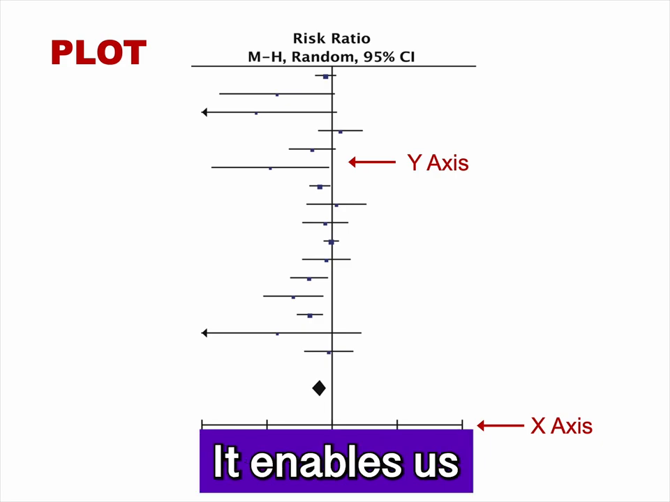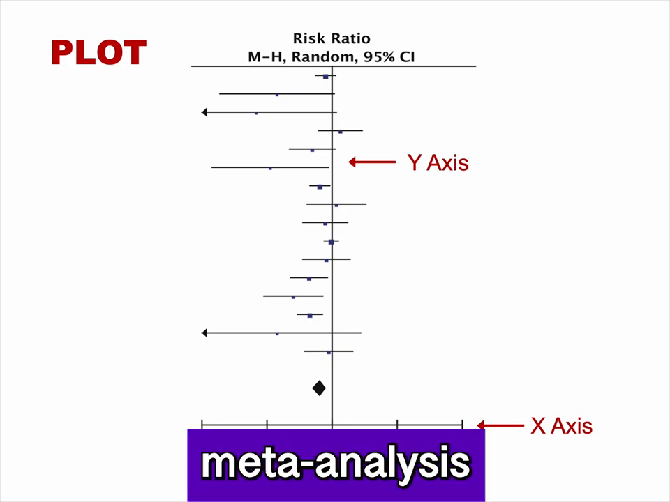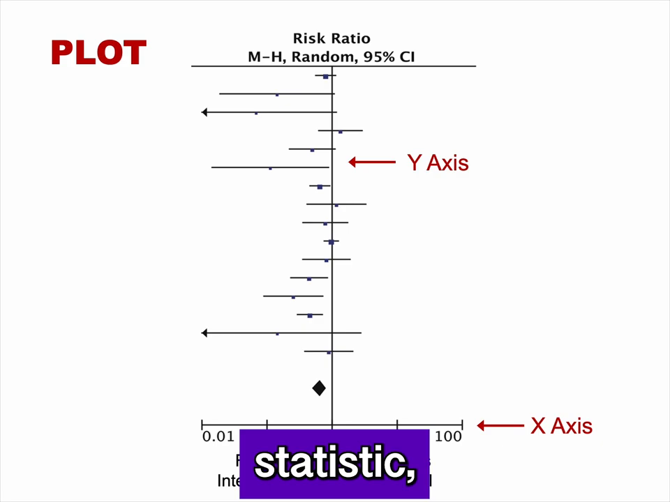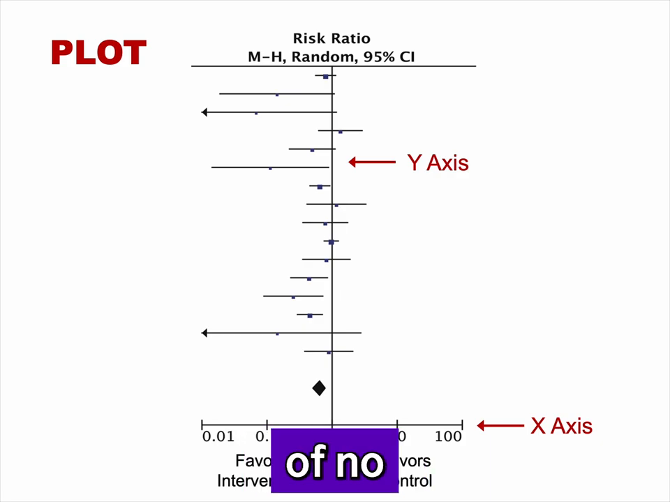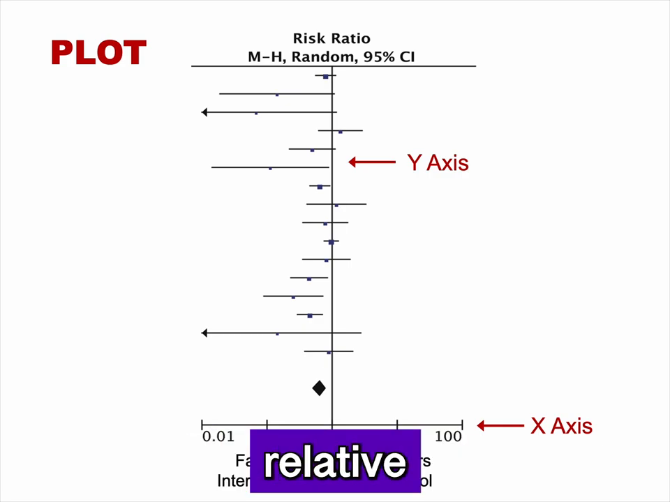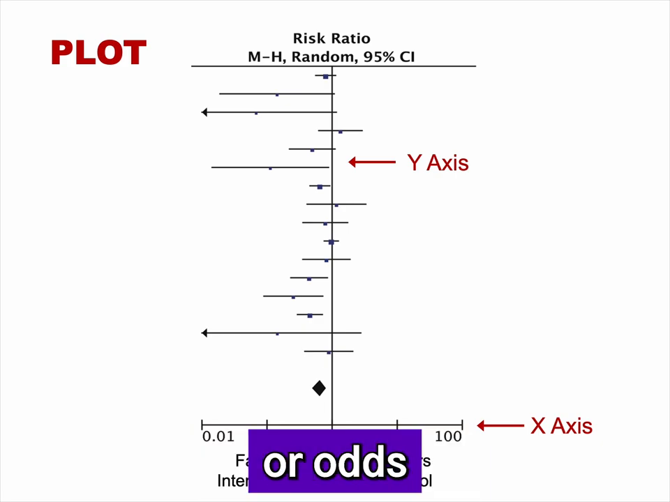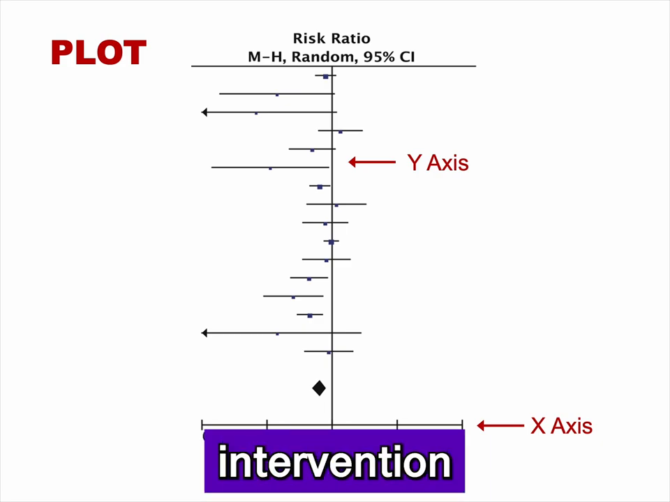This is a forest plot. It enables us to graphically assess for heterogeneity of study results, as well as to determine the meta-analysis summary statistics and its precision. The x-axis represents the summary statistic, in this example, a risk ratio. The y-axis represents the summary statistic of no difference. Notice that the y-axis is centered on 1. This should be true of any summary statistic based on a ratio. A risk ratio, relative risk, or odds ratio equal to 1 indicates no difference. Or alternatively, the risk or odds in the intervention and control group are equal. A risk ratio less than 1 favors the intervention group, and a risk ratio greater than 1 favors the control group.